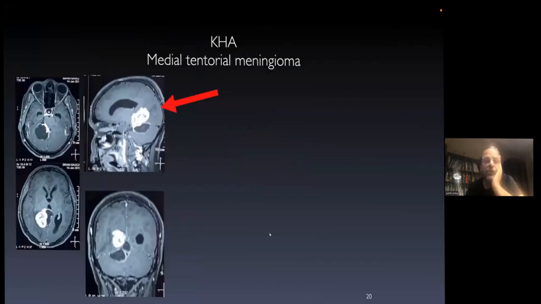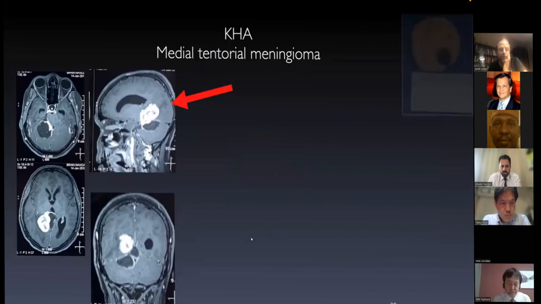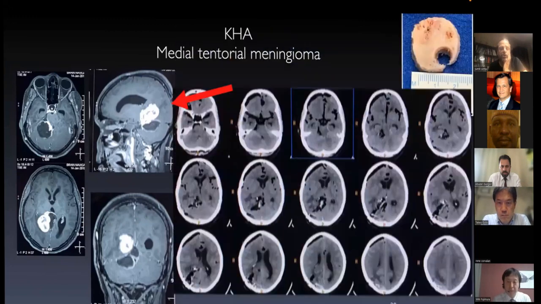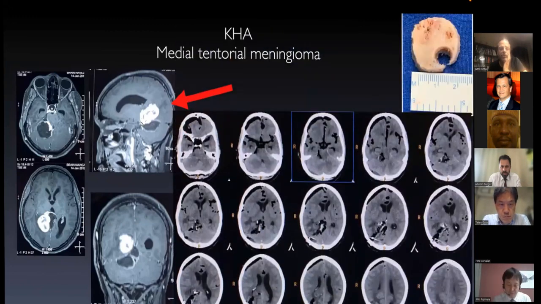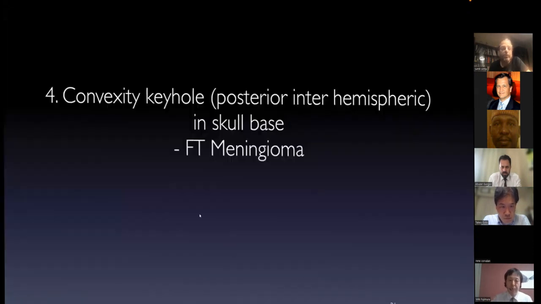And this is another medial tentorial meningioma, which is removed through the keyhole craniotomy, and this is what the trajectory of the approach is. You draw a long axis where it crosses the skull. That's the entry point of your keyhole. And this is the immediate post-operative CT scan of the patient.